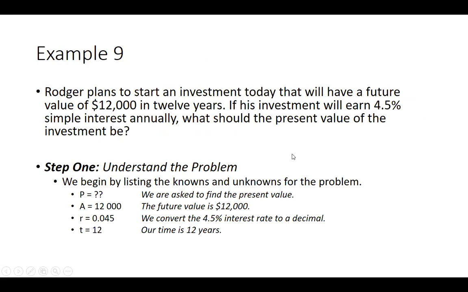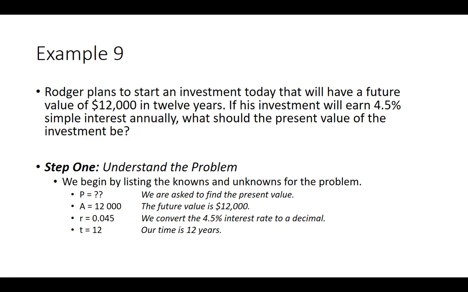In example 9, Roger plans to start an investment today that will have a future value of $12,000 in 12 years. If his investment will earn 4.5% simple interest annually, what should the present value of the investment be? So as always, understanding the problem, we're going to list the knowns and the unknowns. And the unknown is P. We are asked to find the present value. What should the present value of the investment be?